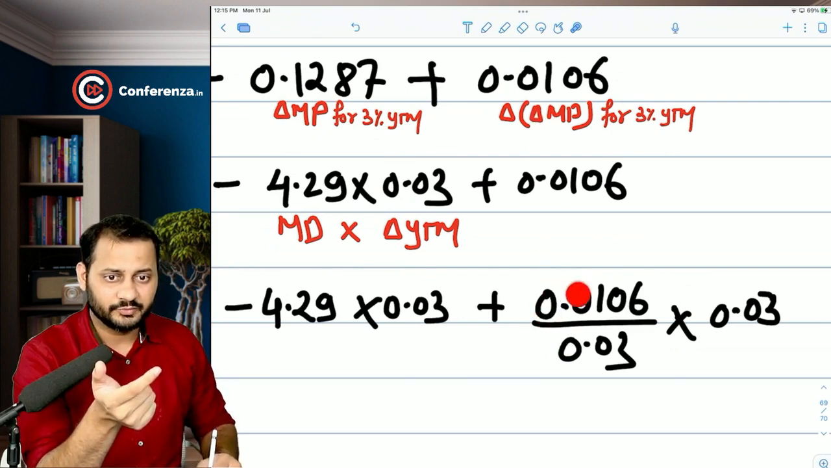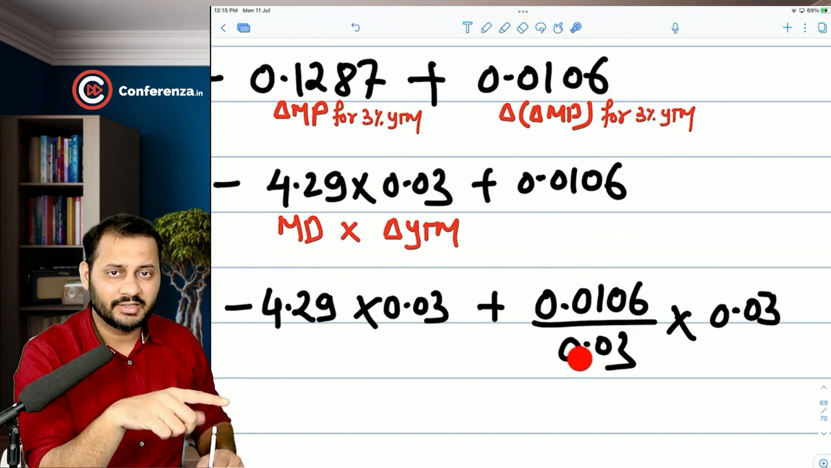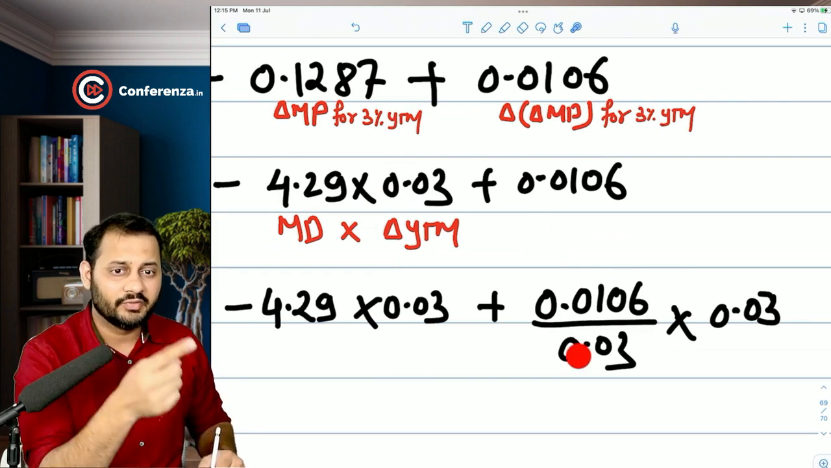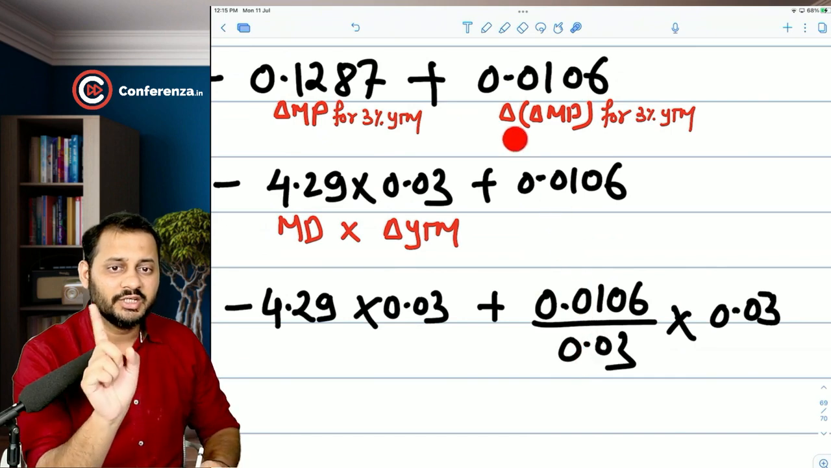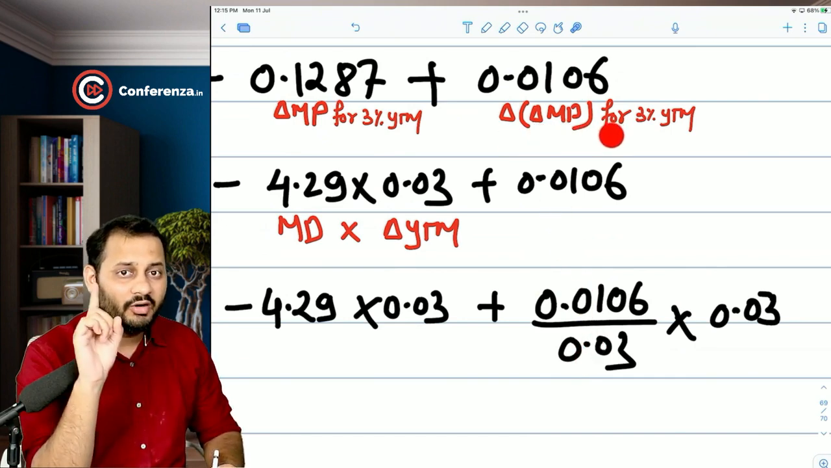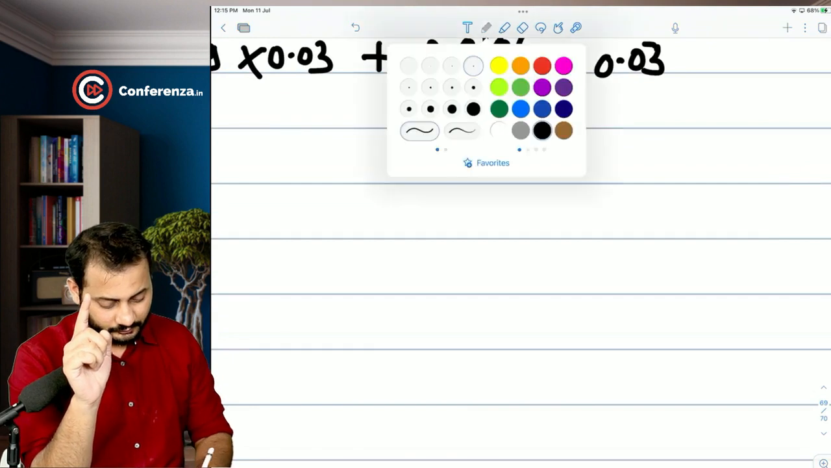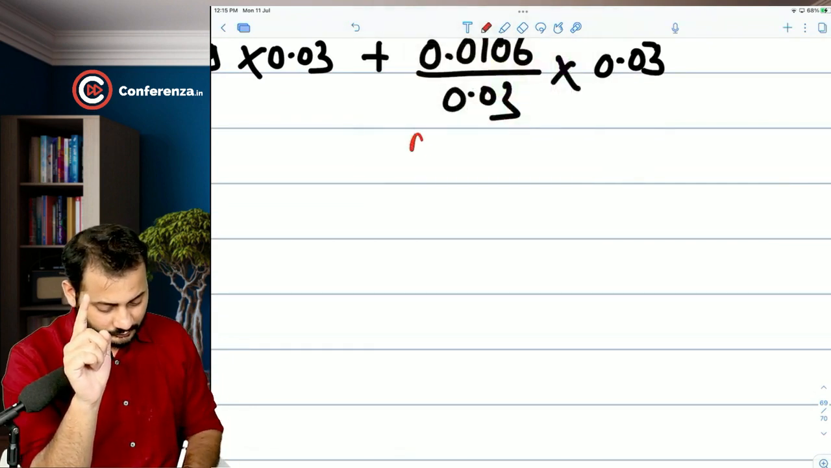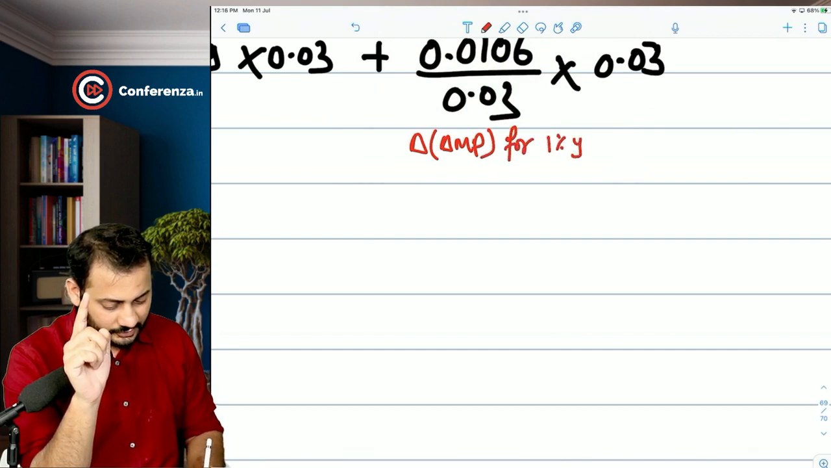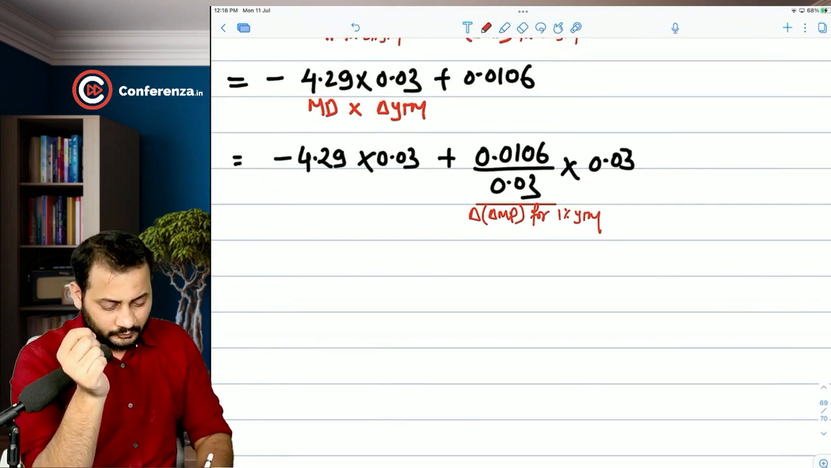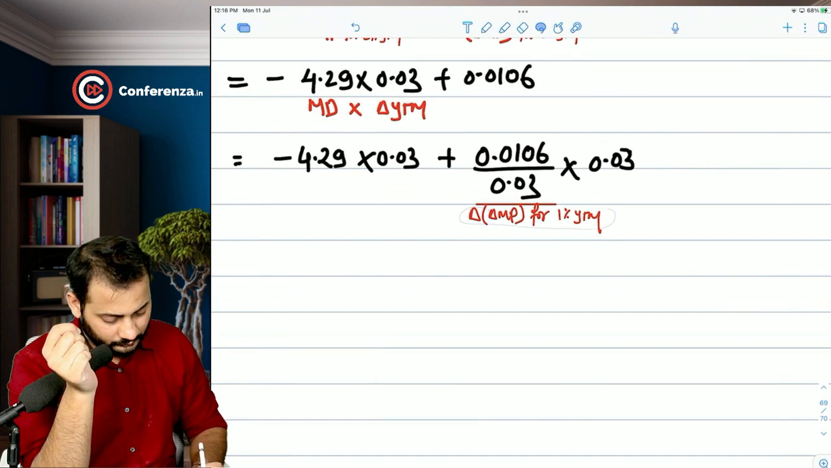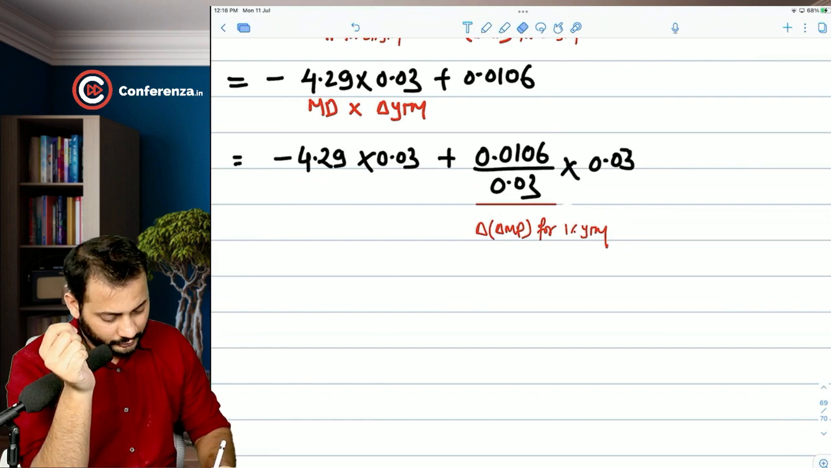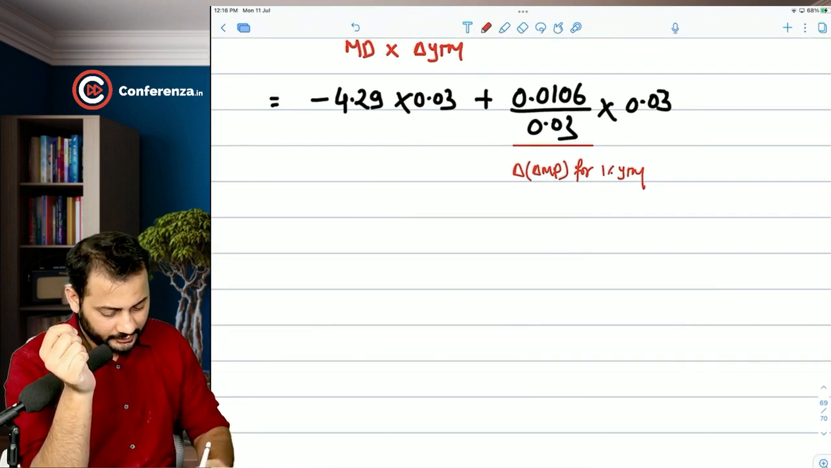Now this figure, you can clearly say when you divide something by 3, it will result into per unit figure. So this entire figure will be called as change in market price for 1% YTM. This figure, only this much. Do you agree? So let's write it down.